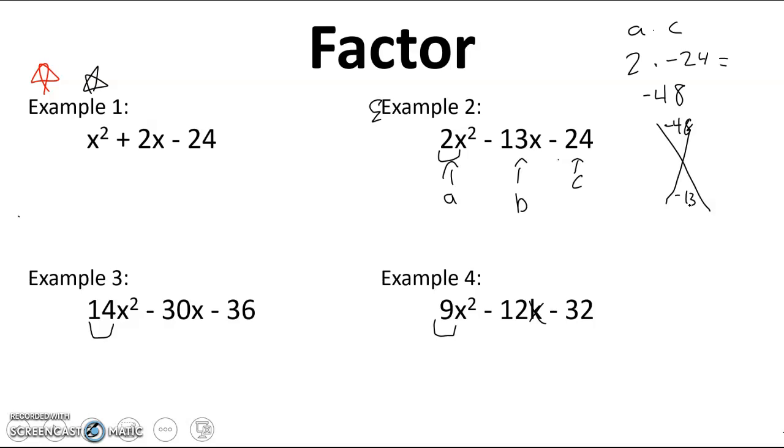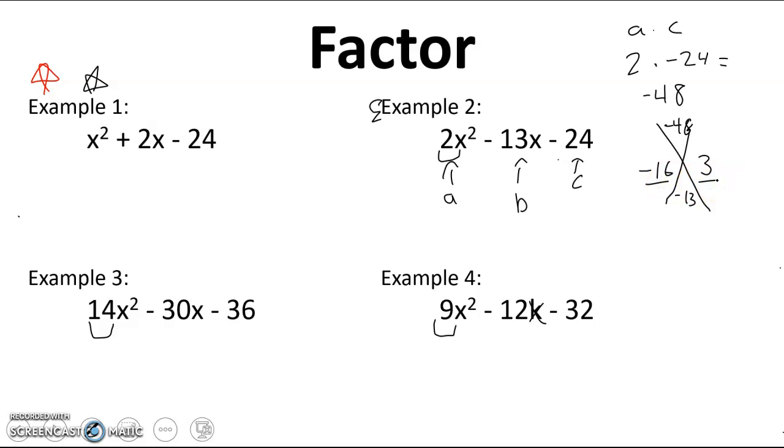Now we're looking for numbers that multiply to negative 48 but add to negative 13. Off the top of my head, I believe those two numbers are negative 16 and positive 3. Because if you check it, negative 16 times 3 is equal to negative 48, and negative 16 plus 3 is negative 13. So we've got our two numbers.